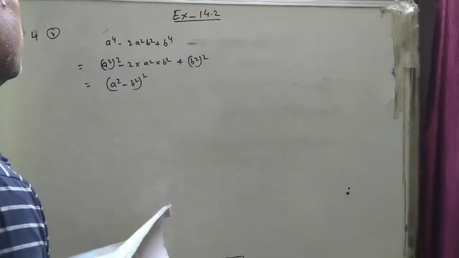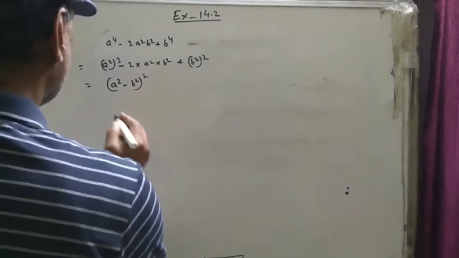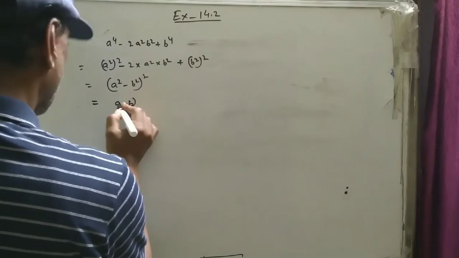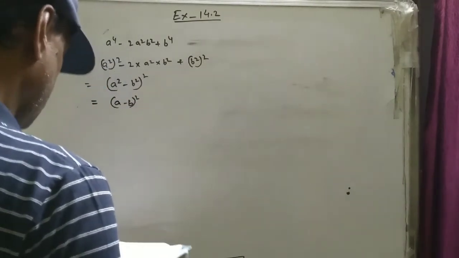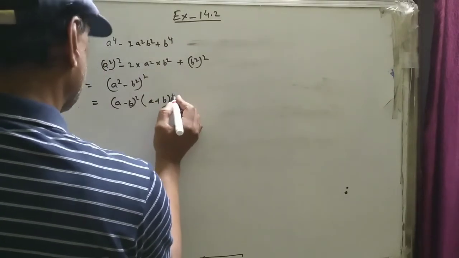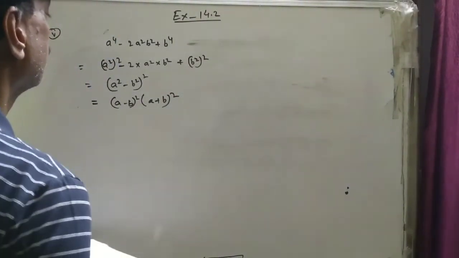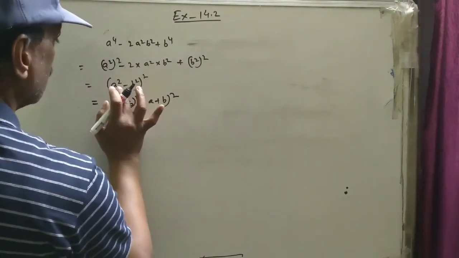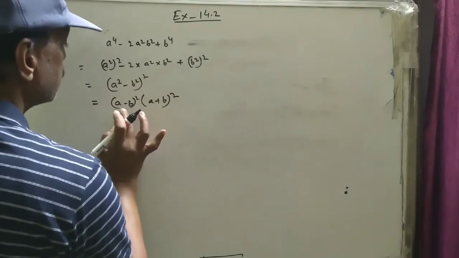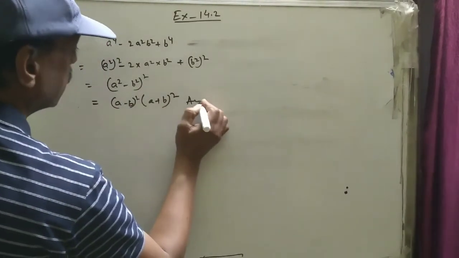Okay, and just after this you can write a minus b whole square into a plus b whole square. Okay, so this is the solution of this question, because you know that in the bracket, a square minus b square we can break into a minus b and a plus b, so accordingly the square was applied to both.